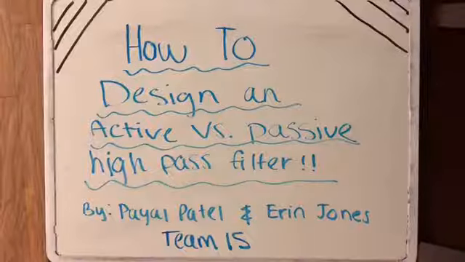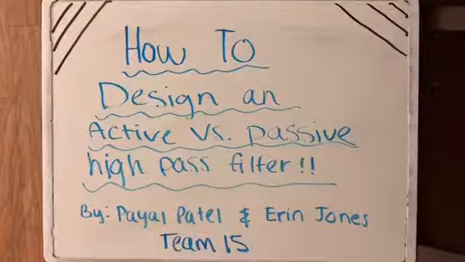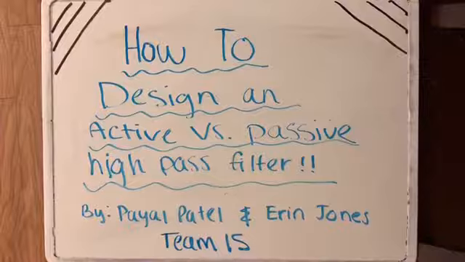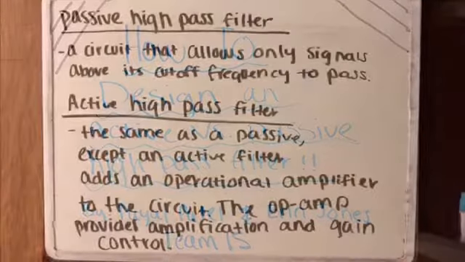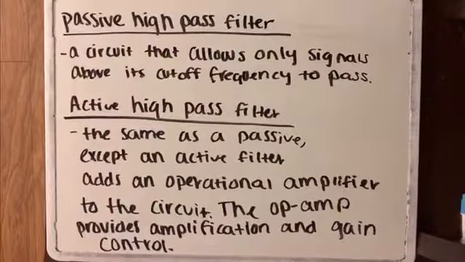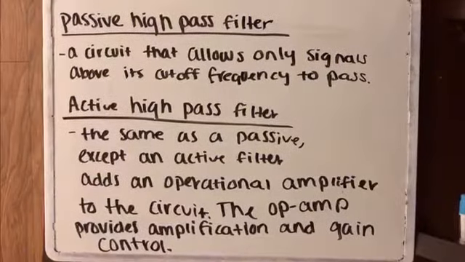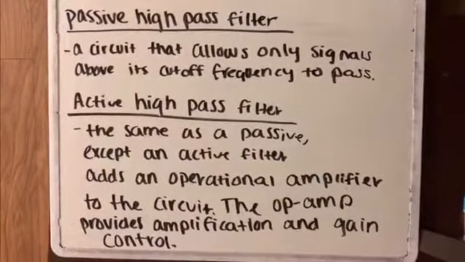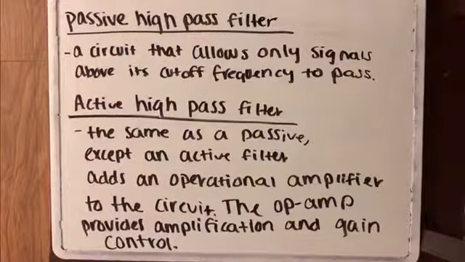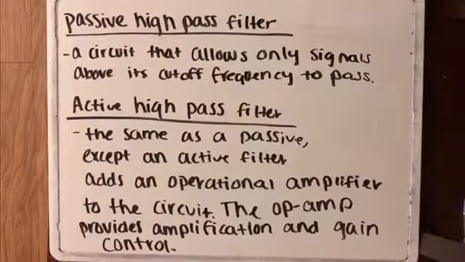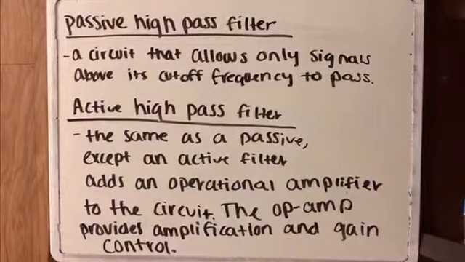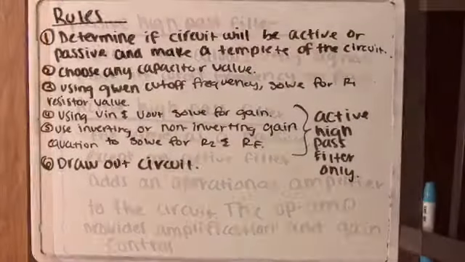Okay, so today we're going to be learning how to design an active versus passive high-pass filter, and we're team 15. A passive high-pass filter is a circuit that allows only signals above its cutoff frequency to pass, while an active high-pass filter is the same thing, but it adds an operational amplifier to the circuit, and the purpose of the op-amp is to provide amplification and gain control.